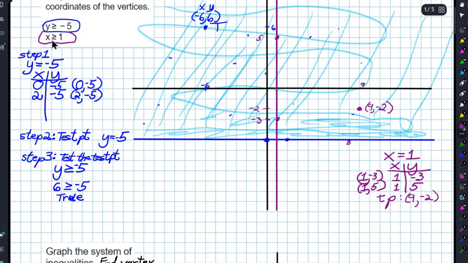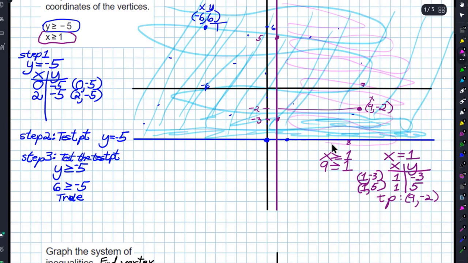And so I go back up here, x is greater than or equal to 1. Since x is 9, I put a 9 in for x, and that's going to be true, isn't it? That's a point on this side of the magenta line. So I'm going to shade over here. All the way up and down forever, except I don't want to go down there.